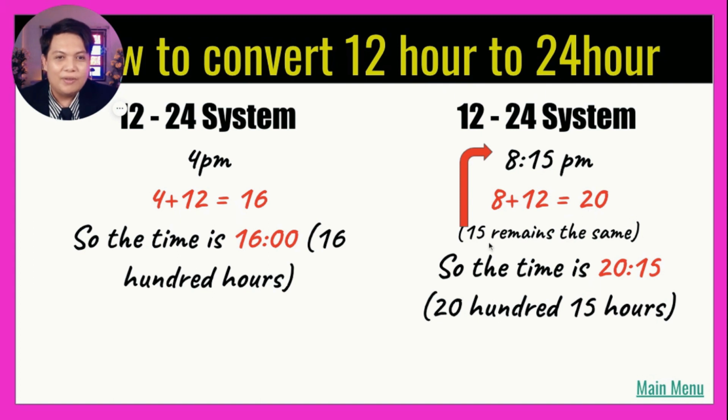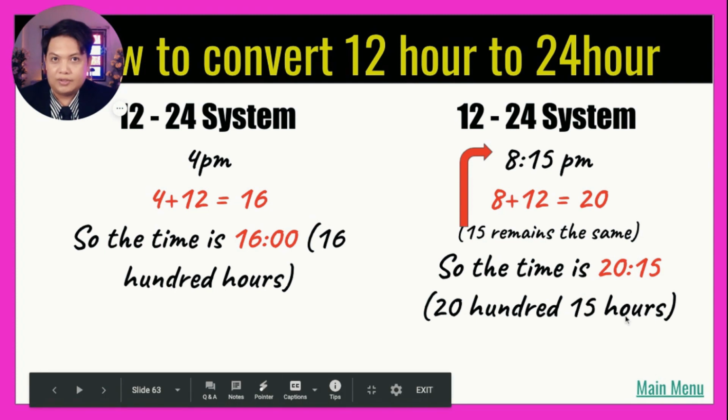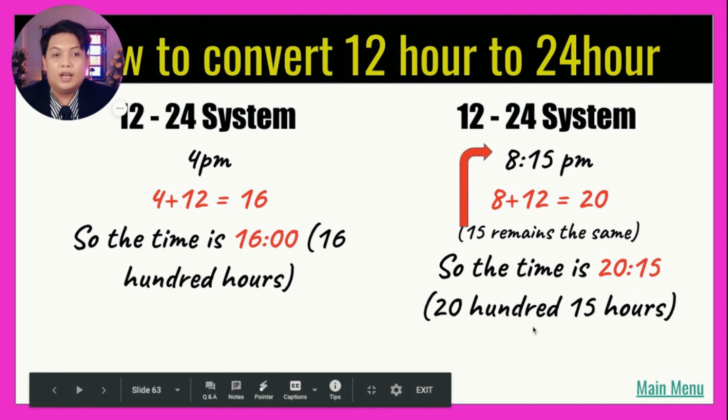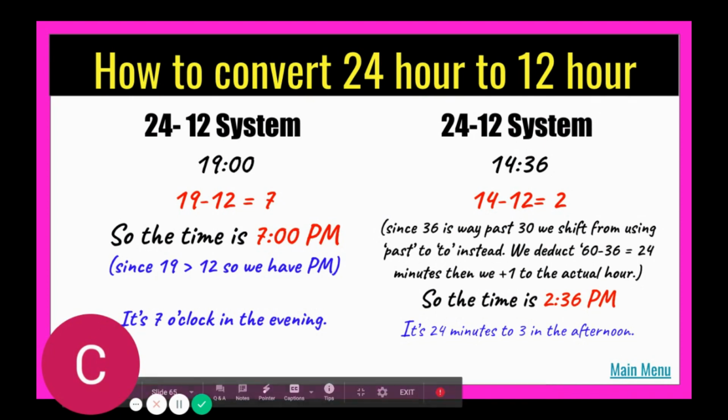All right. So 15 from here remains the same. You don't have to touch that. So the time is 20 hundreds 15 hours. Again, 8:15 in 12 clock system. And to convert it to 24-hour clock system, it would become 2015 hours. So far, so good? All right, so now this time let's try to reverse it.